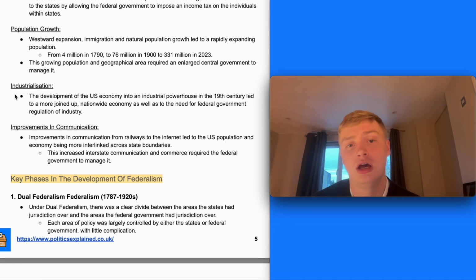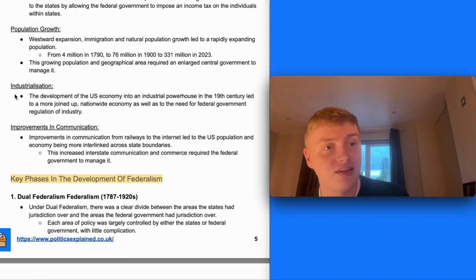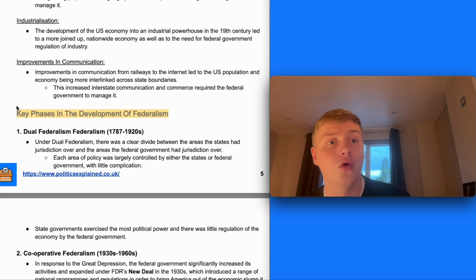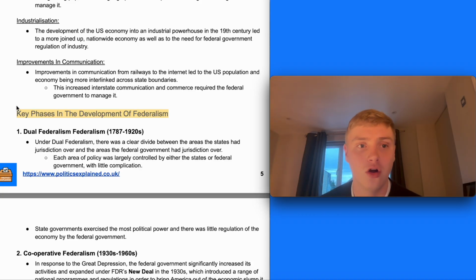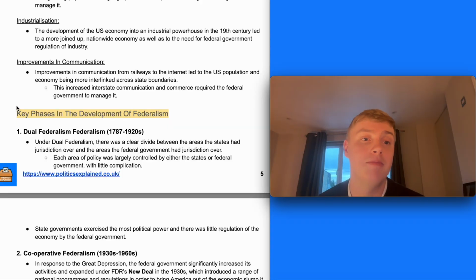Population growth was also important. As the population grew, it required an enlarged central government to manage it, as more states were brought into the US. Also industrialization, a much more joined up, integrated economy, and improvements in communication from railways to the internet meant that the economy and the lives of individuals were effectively a lot more interlinked across state boundaries. And ultimately, because there was increased interstate communication and commerce, it required the federal government to manage it.